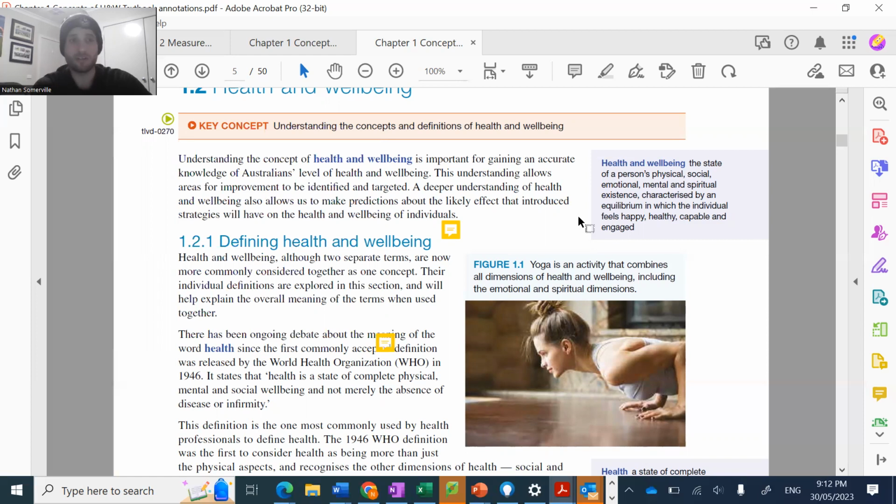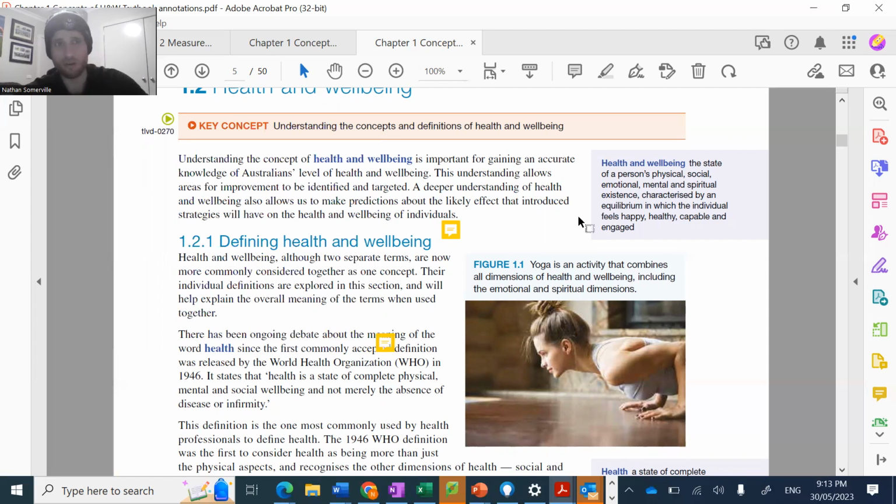You need to know this definition in year 11. You need to know it in year 12. It's a question that's going to show up on SACs and exams. It's a common question, so it's a good idea to know it. But you need to know a little bit more than just remembering this definition. You need to be able to analyze it and unpack it a little bit.